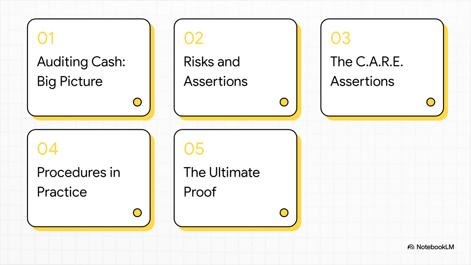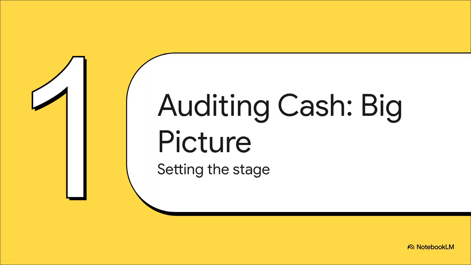So here's our game plan. We'll start with the big picture, then we'll get into the real heart of any audit, identifying risks and what we call assertions. After that, we'll look at the actual procedures auditors use out in the field. And we'll wrap up with the ultimate proof, the single best piece of evidence an auditor can get their hands on. So let's set the stage.